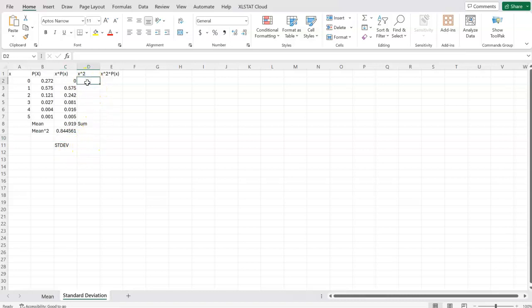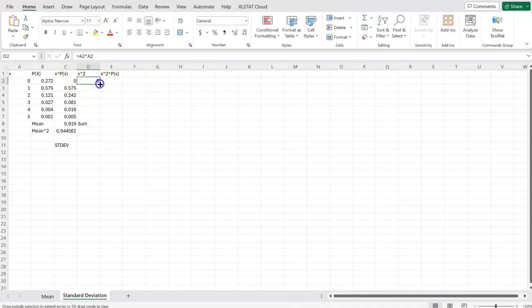All right, next thing I need to know is what is x squared, because in the formula we have to do each x squared times the probability of x. So I'm going to do x squared first. So here I'm going to hit equal. Here's my x, and I'm going to multiply it by itself since it's squared. And hit enter.